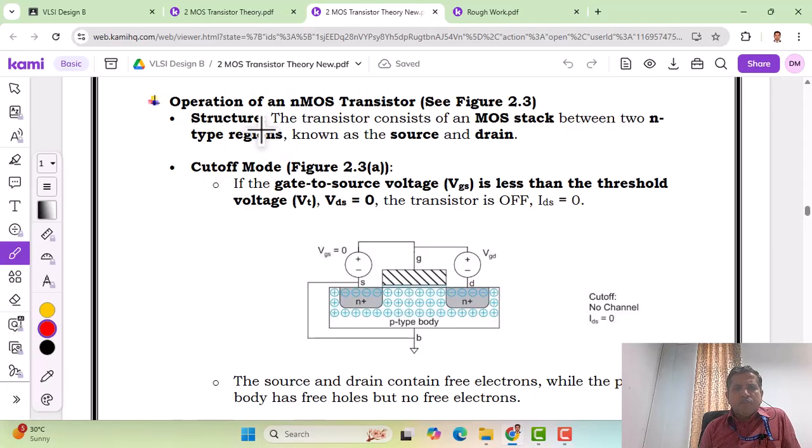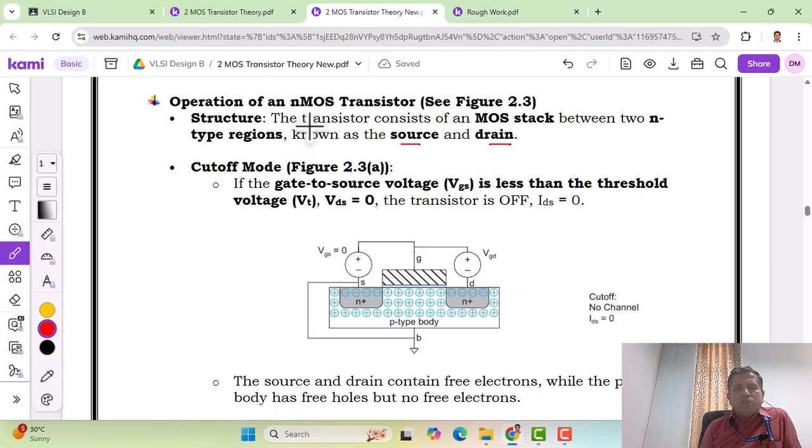As we know, the structure of the NMOS transistor is a MOS stack. So it is made up of metal as the top layer, followed by an oxide layer in between, and a silicon layer, which is the body layer. So this forms a stack of 3 layers between the two types of regions, namely the source as well as the drain regions. So this is the structure of the MOSFET.